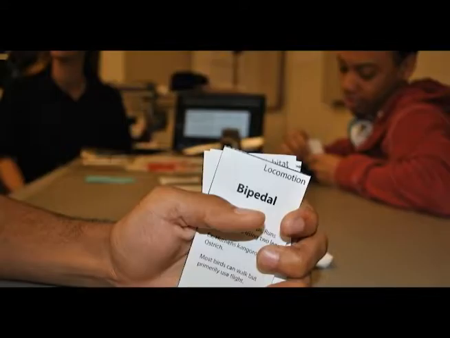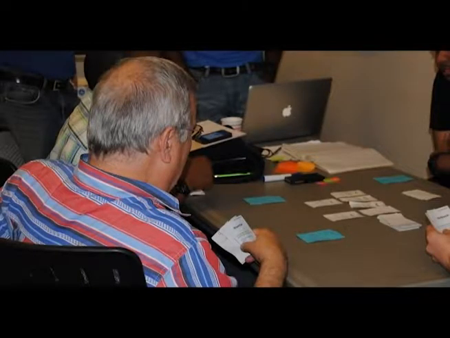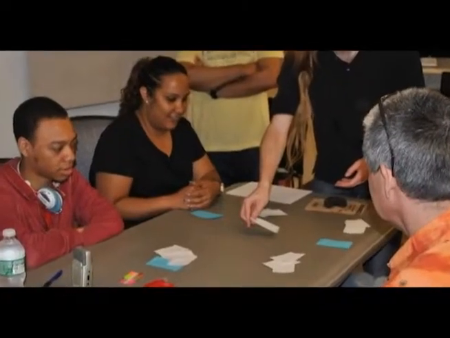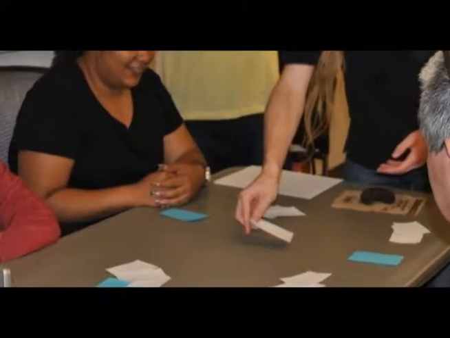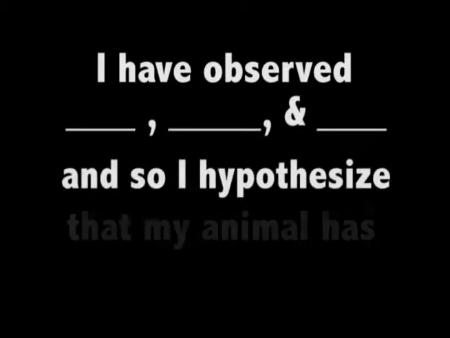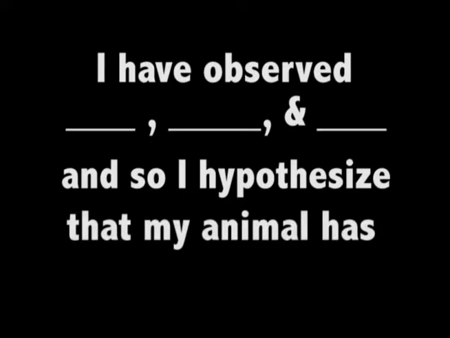The language of the hypothesis declaration is important. Players who do not form their question properly do not receive an answer and so forfeit their turn. This specific language is written out on cue cards to help players master the method. Declaration of hypothesis is phrased in the following way: I have observed A, B, and C, and so I hypothesize that my animal has blank.